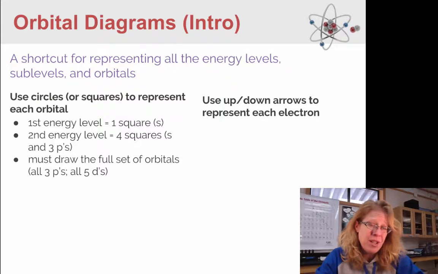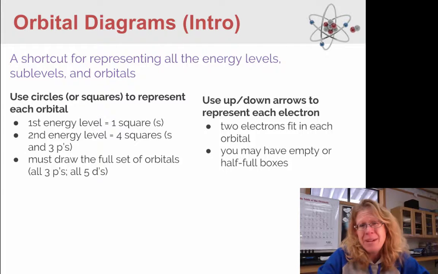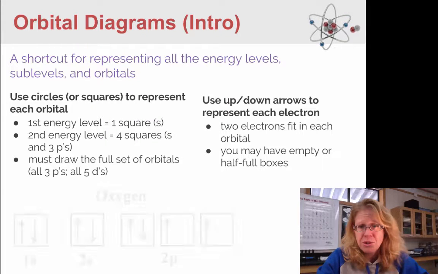We're going to use arrows then to represent where these electrons are. And remember that each orbital can hold 2 electrons. We're going to represent those with arrows. We're going to call them up and down arrows. It is all right when you're drawing these to have empty boxes or empty circles as you're drawing these out.